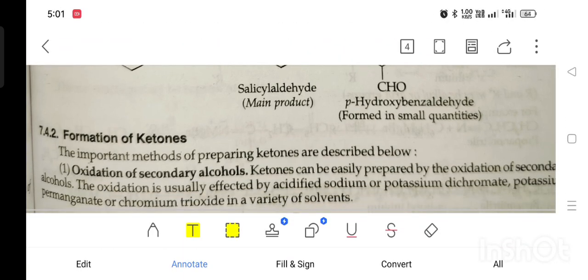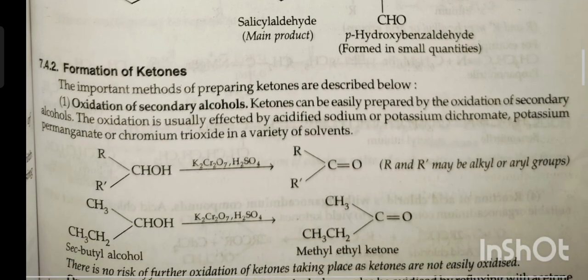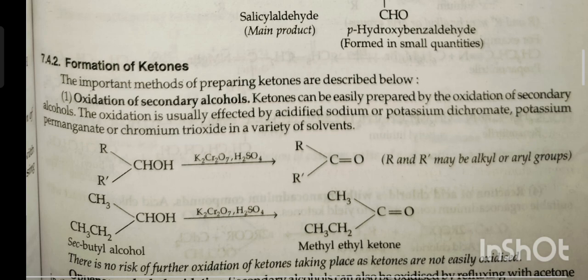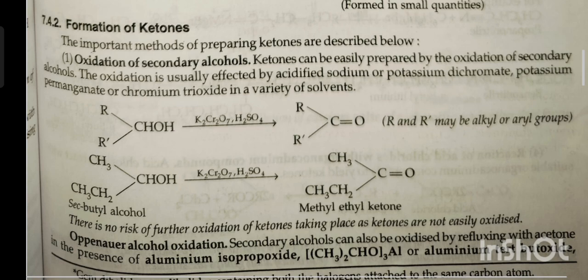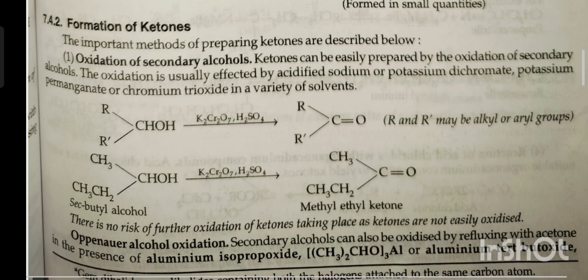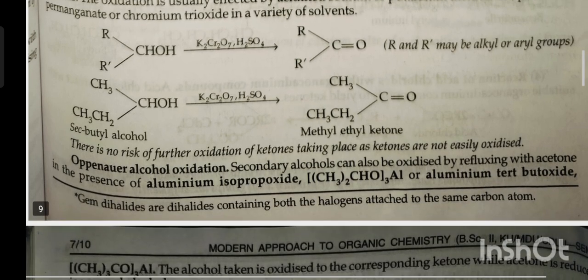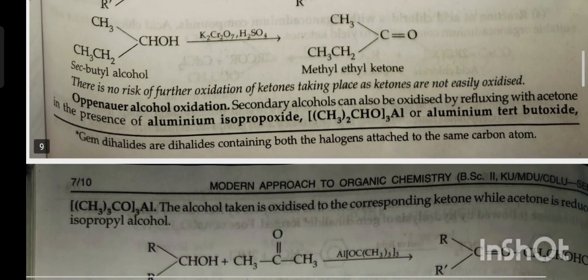Formation of ketones. The important methods of preparation of ketones are described below. First, oxidation of secondary alcohols. Ketone can be easily prepared by oxidation of secondary alcohols. The oxidation is usually carried out by acidified sodium or potassium dichromate, potassium permanganate, or chromium trioxide in various solvents. Secondary alcohol in the presence of K2Cr2O7 and H2SO4 gives ketones. There is no risk of further oxidation of ketone taking place as ketones are not easily oxidized.